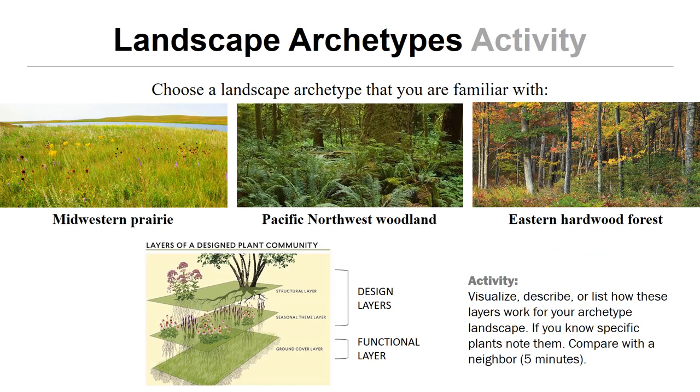So choose the archetype that you're familiar with, the Midwest prairie, the Pacific Northwest woodland, or the eastern hardwood forest, and now begin to break these apart into these different layers. Take a few minutes here and visualize, describe, or list how these layers work in your landscape. If you know specific plants, go ahead and note them out.